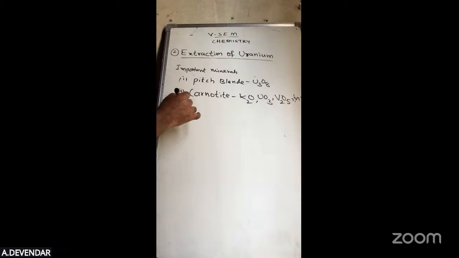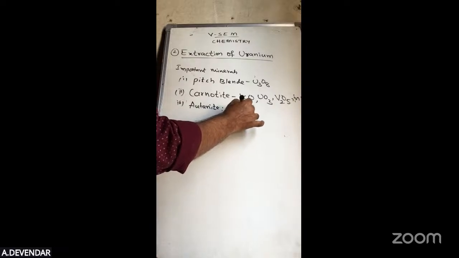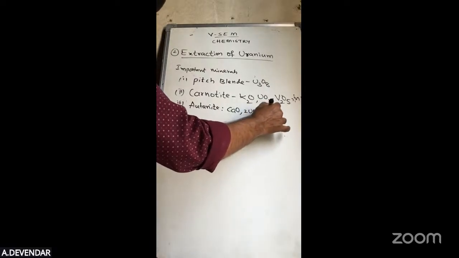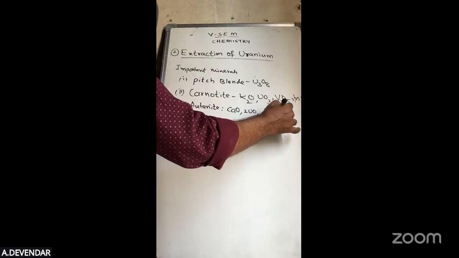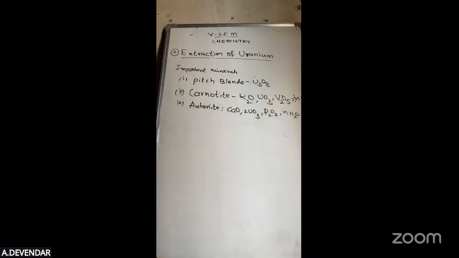And third is autunite. This is calcium oxide, uranium trioxide, phosphorus pentoxide, and nH2O. Okay, here are the three important minerals. By these three important minerals, uranium is extracted, and mainly here uranium is extracted from pitchblende.